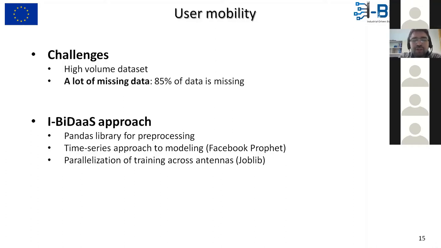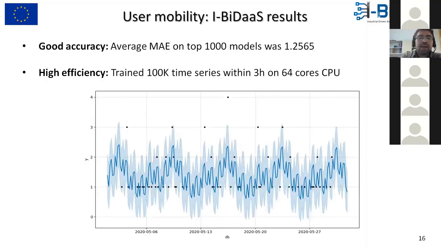So for this, we used the joblib library. And the results are that we can achieve a good accuracy. The average mean absolute error on the top 1000 models was about 1.25, which is a decent number, though we think that it can also be improved. But also, due to high parallelization, we get a very high efficiency, where we trained on the order of 100K time series within 3 hours.